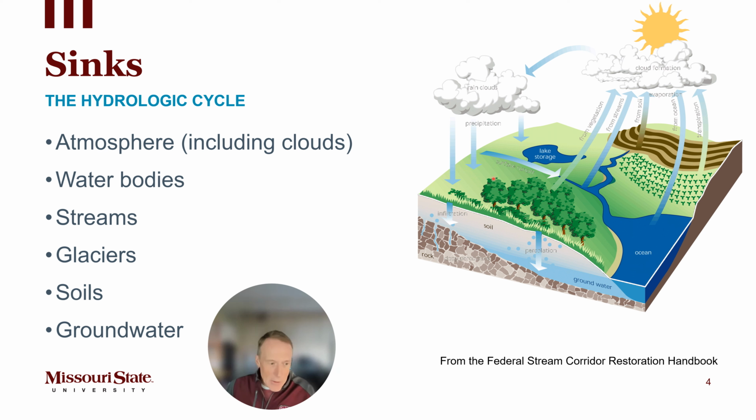Now, glaciers actually move and flow like really, really, really slow rivers. So once again, just like a stream, that flow, that glacial movement is a transfer process, but the glacier itself can be a sink. Soils, because water can infiltrate into the soil and stay there, that is a sink. And then groundwater is a place where actually we store a lot of fresh water on Earth.